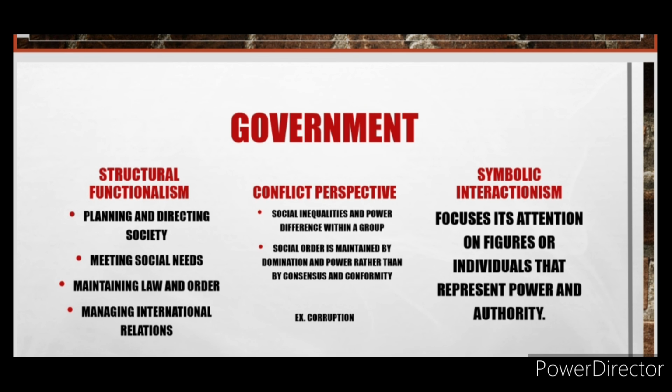Planning and directing society. Second, meeting social needs. Third, maintaining law and order. Fourth, managing international relations. So, what is the conflict perspective of government? The conflict perspective of government is social inequalities and power differences within a group. Social order is maintained by domination and power rather than by consensus and conformity. For example, some corrupt officials in the government do not give the money to the people.